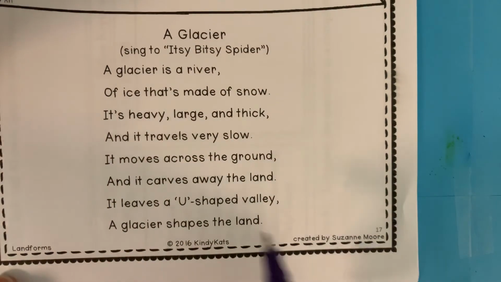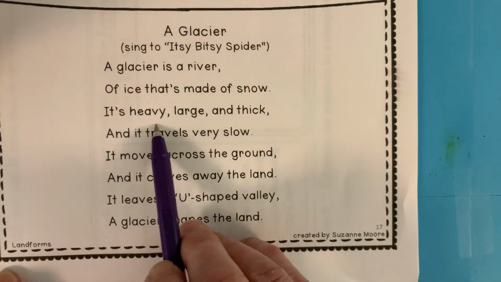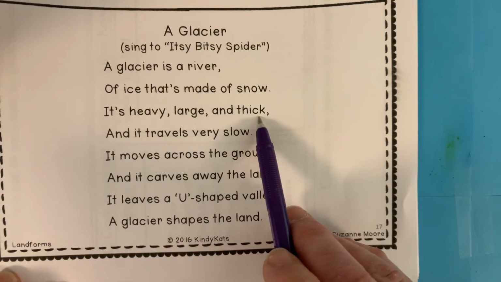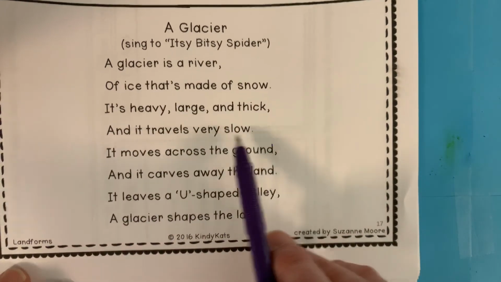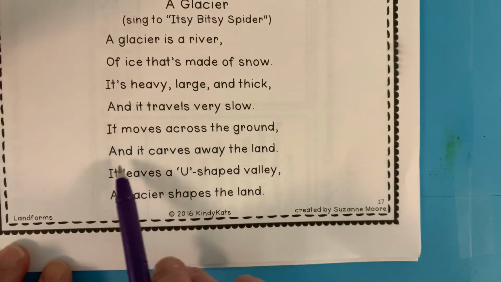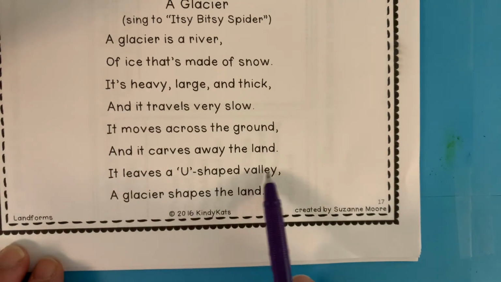A glacier is a river of ice that's made of snow. It's heavy, large, and thick, and it travels very slow. It moves across the ground, and it carves away the land. It leaves a U-shaped valley. A glacier shapes the land.